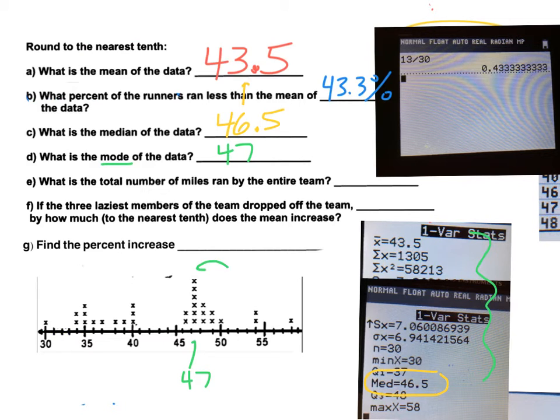Letter E says, what is the total number of miles ran by the entire team? Remember the second data value down, this summation symbol, that means the sum of the data. So in this case, 1,305 total miles were ran by these members of the cross-country team.